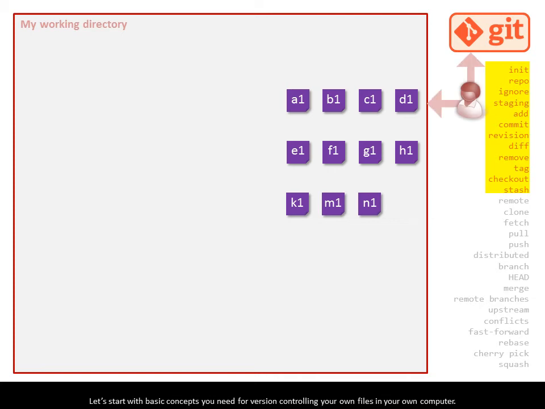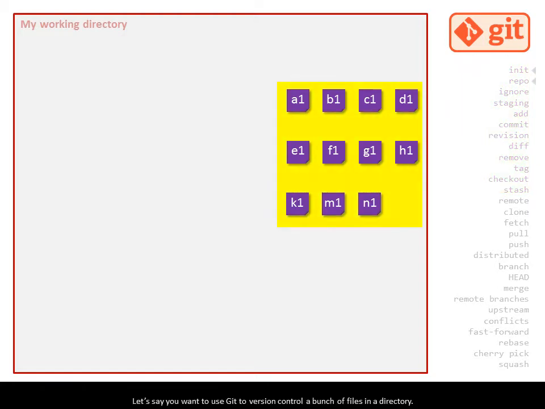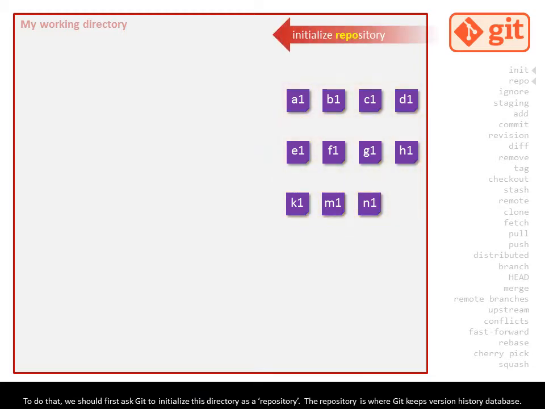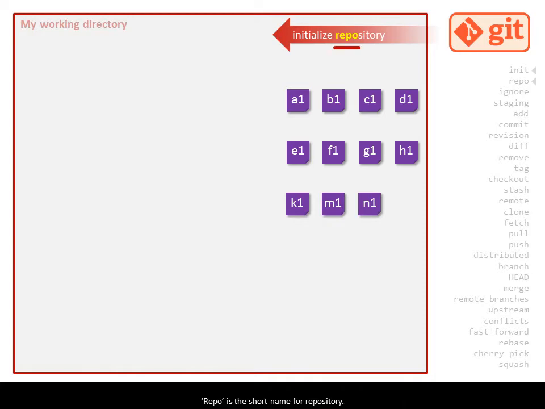Let's start with basic concepts you need for version controlling your own files on your own computer. Let's say you want to use Git to version control a bunch of files in a directory. To do that, we should first ask Git to initialize this directory as a repository. The repository is where Git keeps the version history database. Repo is the short name for repository.